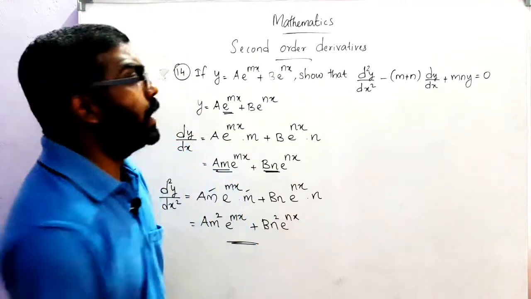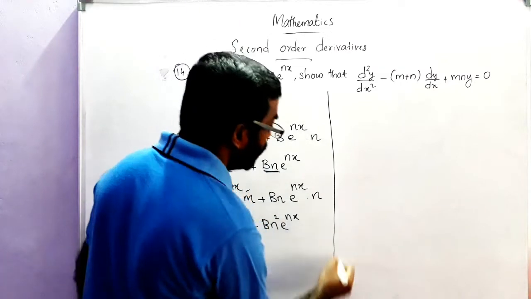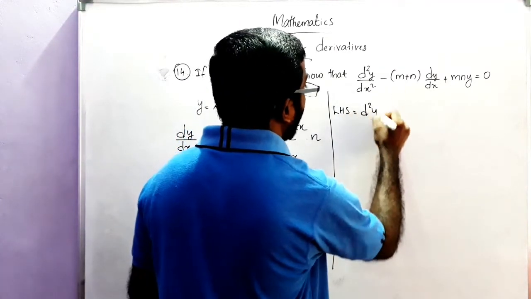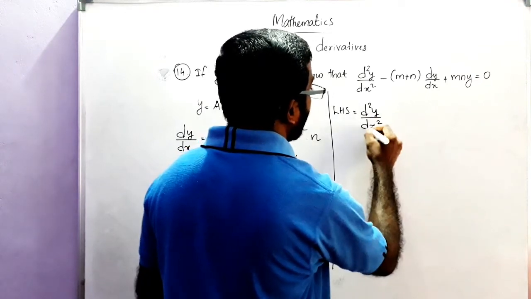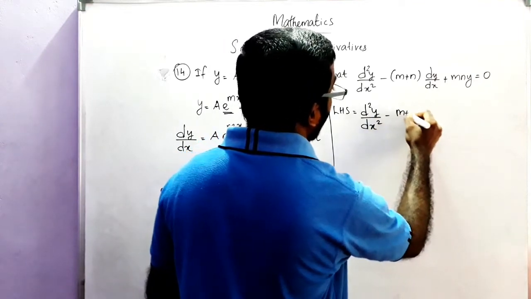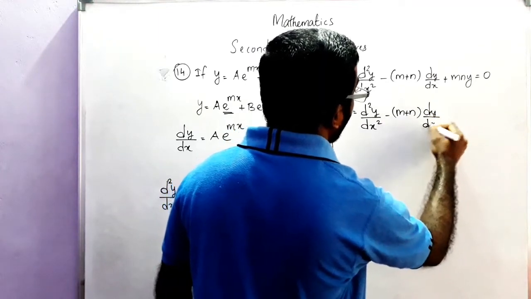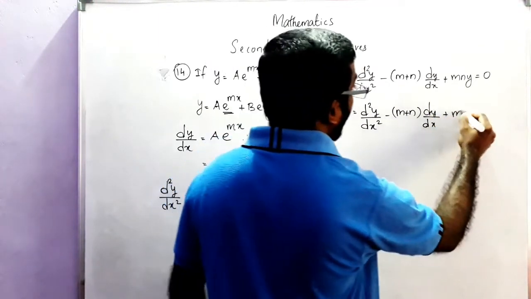Now we can take the LHS part. LHS is equal to d square y by dx square, then minus of m plus n into dy by dx, then plus mn y.